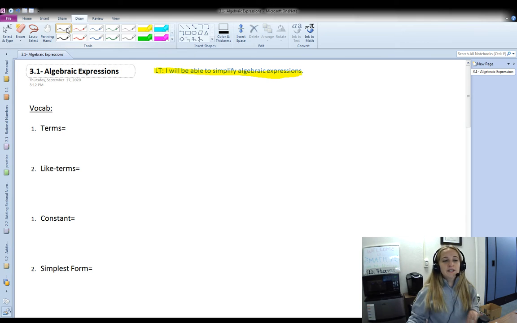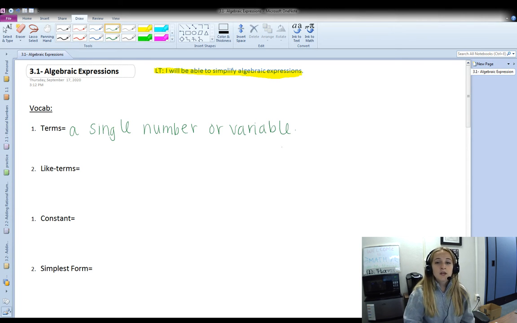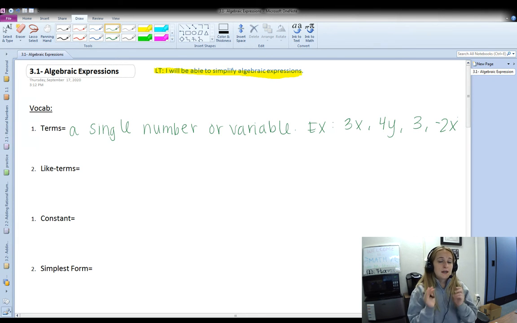So first thing we're going to do is define a couple vocabulary words. The first vocabulary word that we're going to define is terms. And what is a term? We're going to define a term as a single number or variable, okay? And the thing about a term is they shouldn't be added or subtracted. So, for example, a term might be 3x. It also could be 4y. It could just be a number, 3. It could be negative 2x. Those are terms, okay? So single variables or numbers.